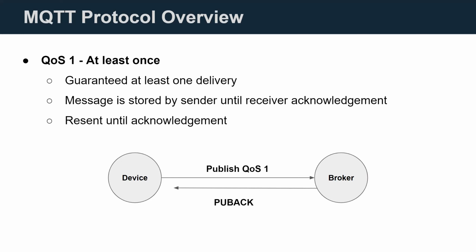With QoS 1, the sender stores the message until it receives a PUBACK acknowledgement packet from the receiver. In this case, a message could be sent or delivered multiple times. This is suitable when data is critical. In other words, it must be delivered, but it's okay if duplicate data is received. Furthermore, network restrictions like bandwidth or cost might not allow for the full QoS 2 handshake, which we'll talk about in a second.